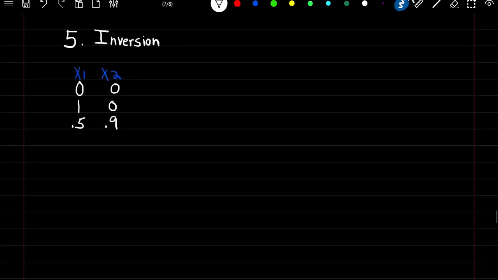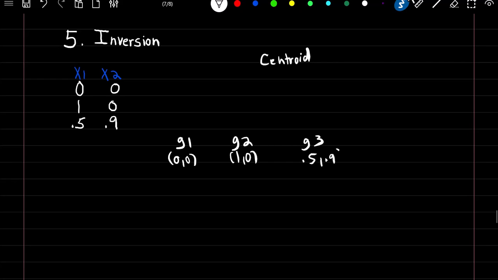So now I'm going to show how inversion can happen when we use centroid as our linkage function. We're going to start off with 3 observations, so we're going to have 3 different groups. In group 1, we have 0, 0. In group 2, we have observation 1, 0. And in group 3, we have observation 0.5, 0.9. In order to form our first group, we define our Euclidean distance between each of the possible groups: from group 1 to group 2, from group 1 to group 3, or from group 2 to group 3.